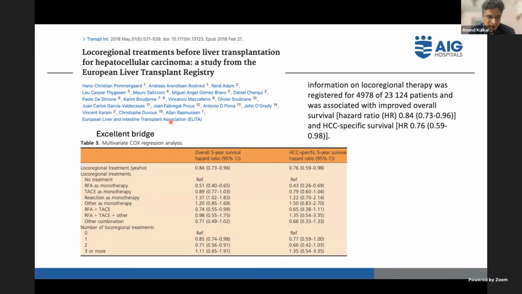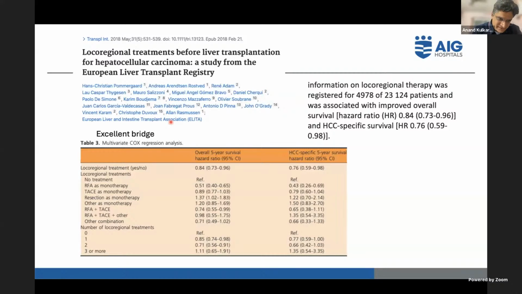This is one of the large studies on local regional treatment before transplant for HCC. This is the ELTR, European Liver Transplant Registry, published in Transplant International. There was information on 4,978 patients who had undergone local regional therapy prior to liver transplant. LRT was associated with improved overall survival, hazard ratio of 0.84, and improved HCC-specific survival, hazard ratio of 0.76. That is a 30 to 40% improvement in survival for patients who have undergone local regional therapy.